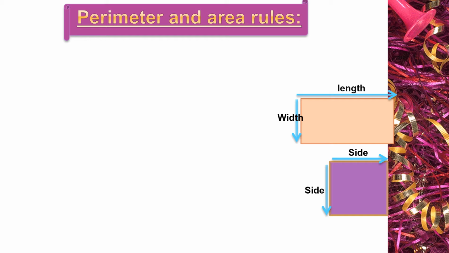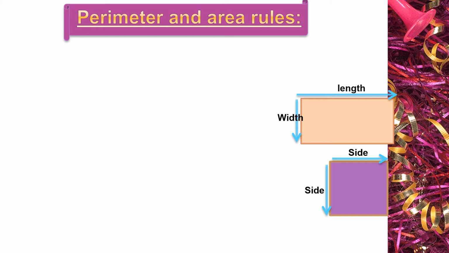When we measure them, the long side, we call it length. But the short side, we call it width. And here in a square, I can't say length and width. Why? Because all sides are equal. So this side is equal to this side, equal to this side, and this side.